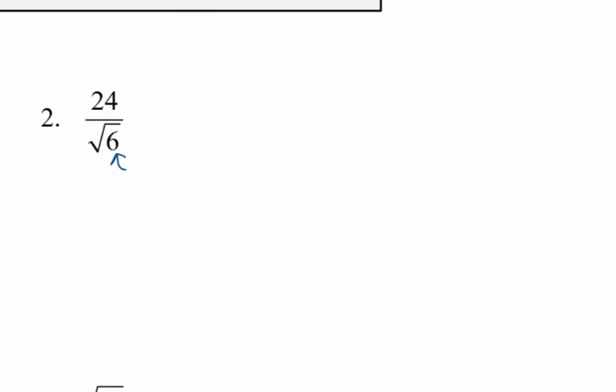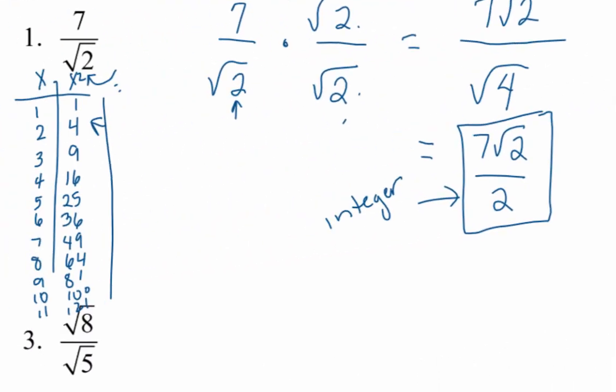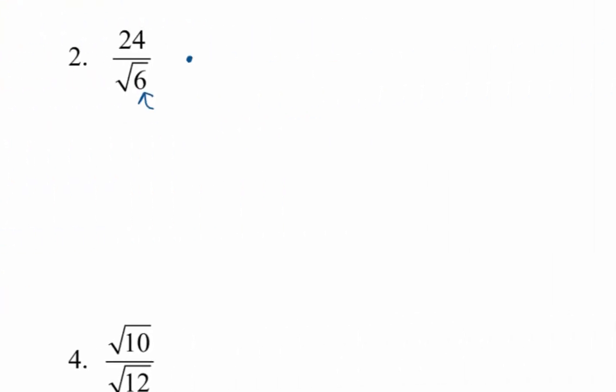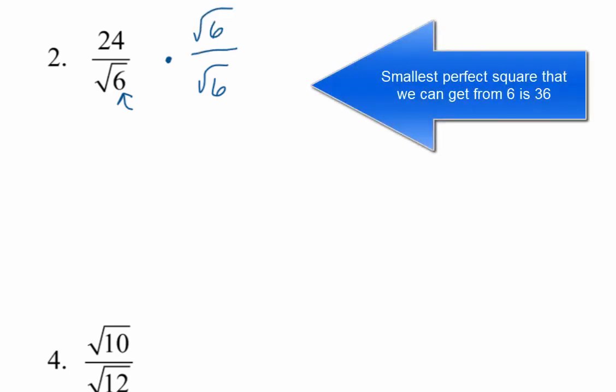So I'm going to come over here to my list of squares and go for the smallest square that I can turn that 6 into, and that 36 is looking good, right? So that means that we're going to need to multiply our numerator and our denominator by another square root of 6 to make an equivalent fraction.